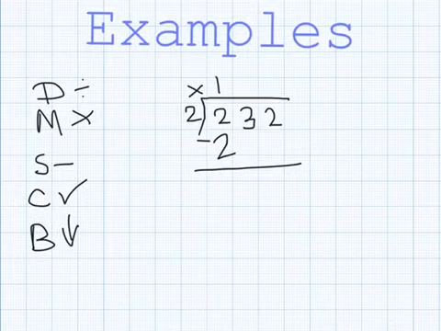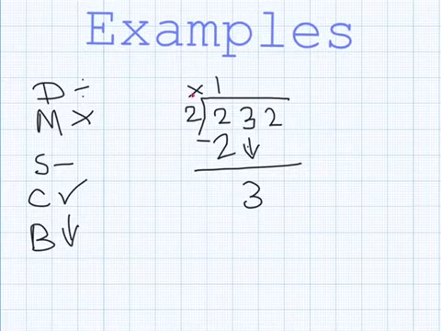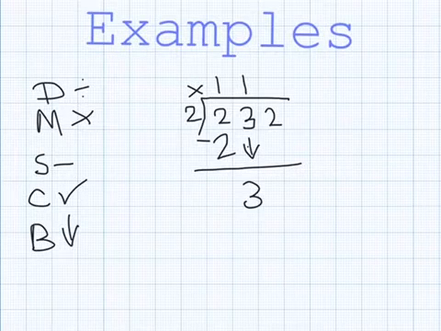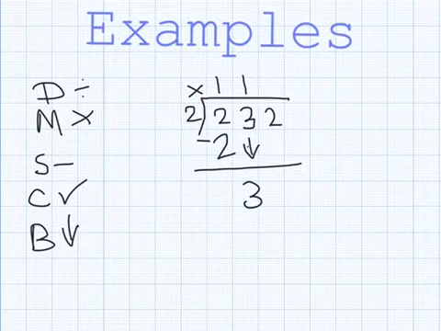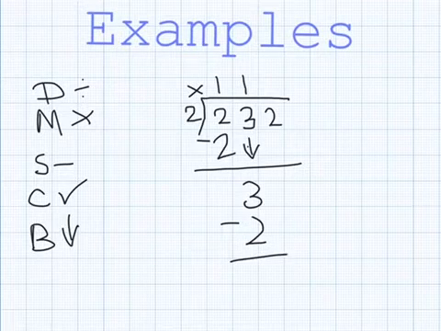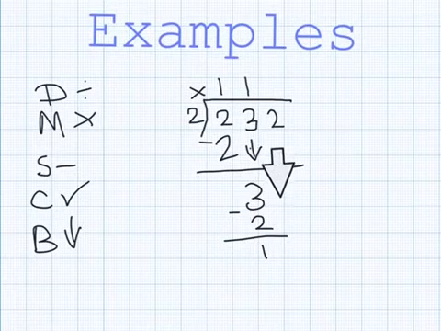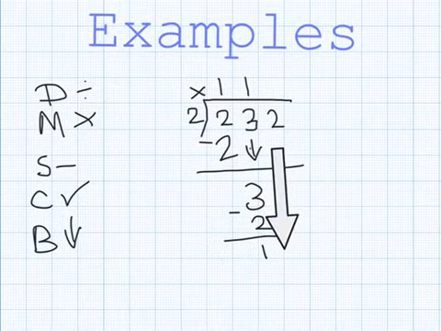Now we bring down the 3. Now let's repeat the process. How many times does 2 go into 3? The answer is 1. Now our second step, which is multiply, we have to multiply 2 by 1. The answer to 2 times 1 is 2. Now we subtract. The answer here is 1. Now we bring down the 2 from all the way up there to here.